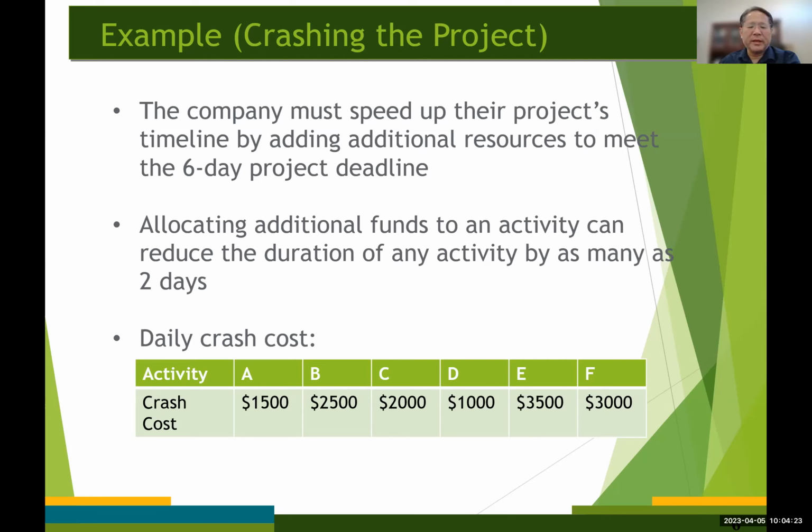So based on internal sources of information, if you allocate the additional funds to certain activities, then you can reduce the duration of any activity by as many as 2 days. Okay, so that is the given information. And this table shows the daily crash cost for each activity. That is going to be the unit cost of reducing the duration of each activity.